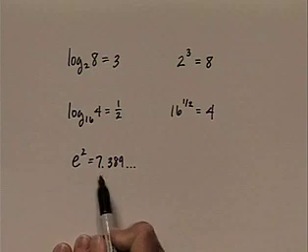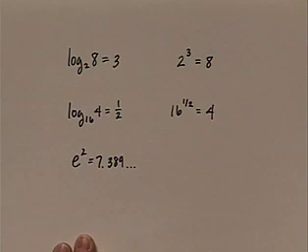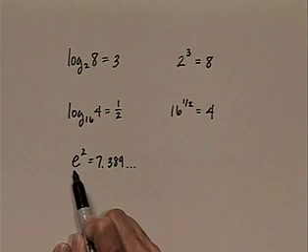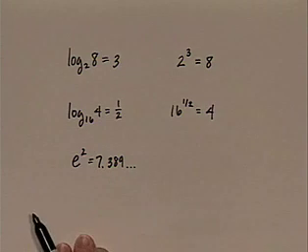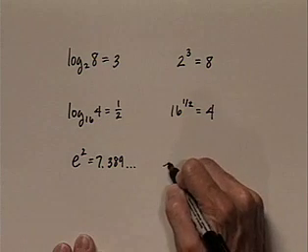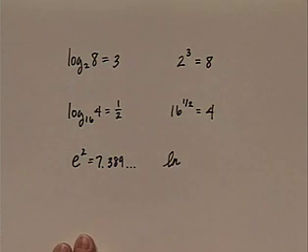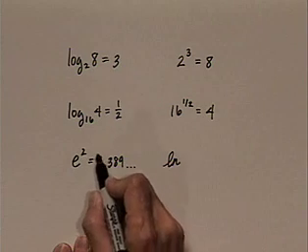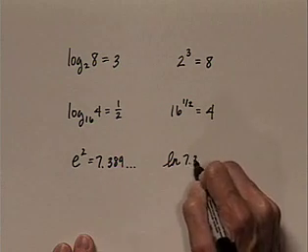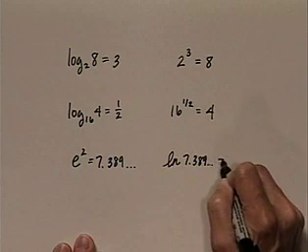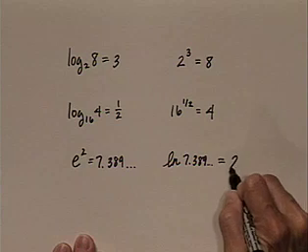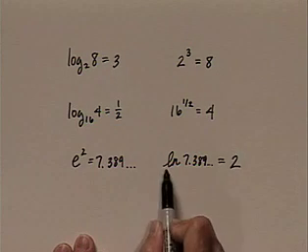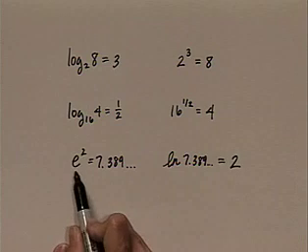Now in this third example, we're given an exponential statement and asked to write a log statement. The base in this exponential statement is e. The log that goes with that is called the natural log, and the symbols for it are an L and an N. Now inside the logarithm, I put this decimal, 7.389, and the log has to equal the exponent 2. Again, this is called the natural log, and its base is the exponential base e.